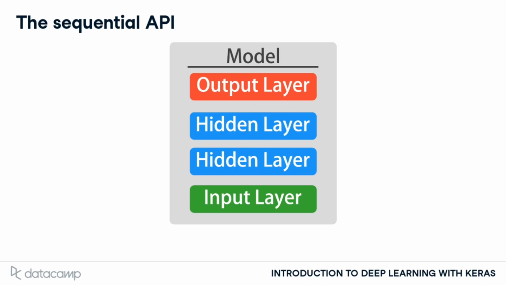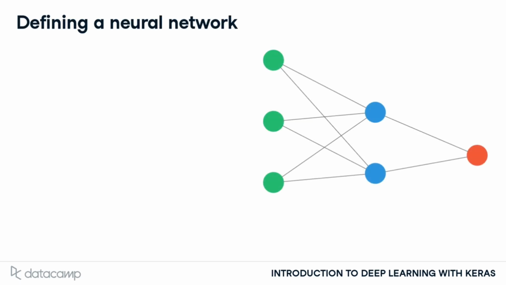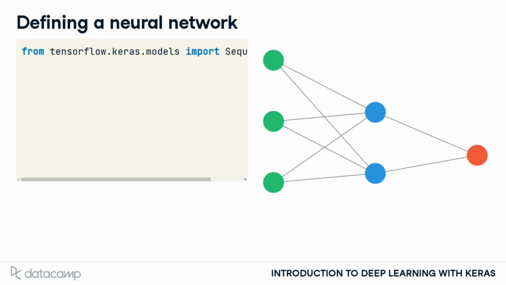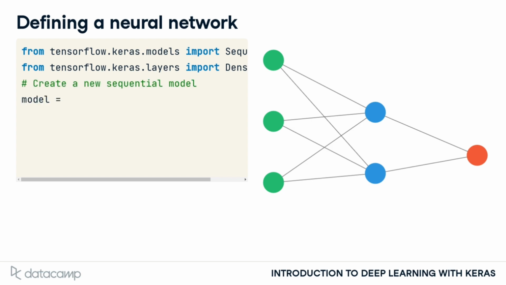Let's go through a code sample. To create a simple neural network, we will do the following. First, import the sequential model from TensorFlow Keras models. Second, import a dense layer, also known as a fully connected layer, from TensorFlow Keras layers. We can then create an instance of a sequential model.